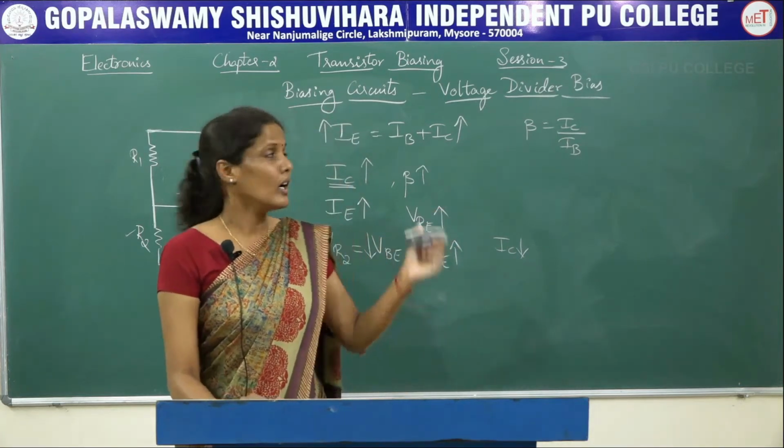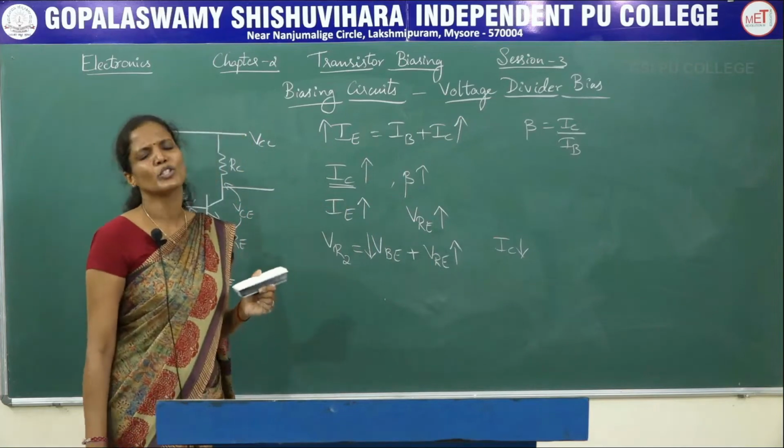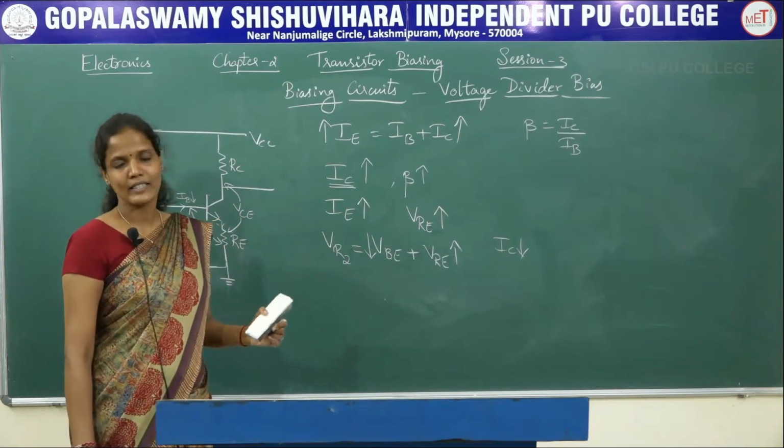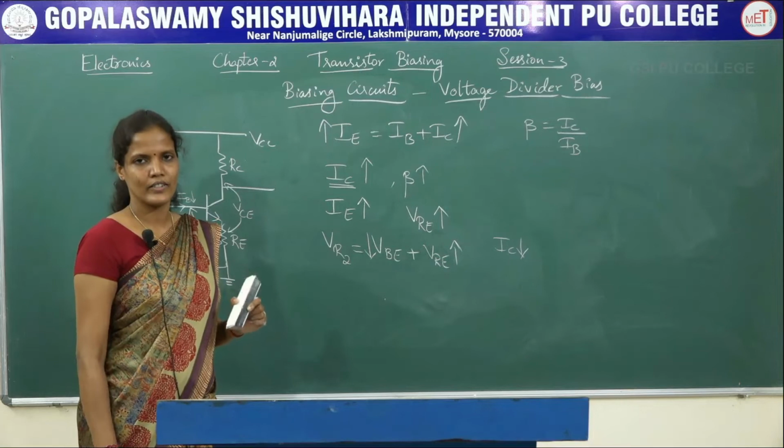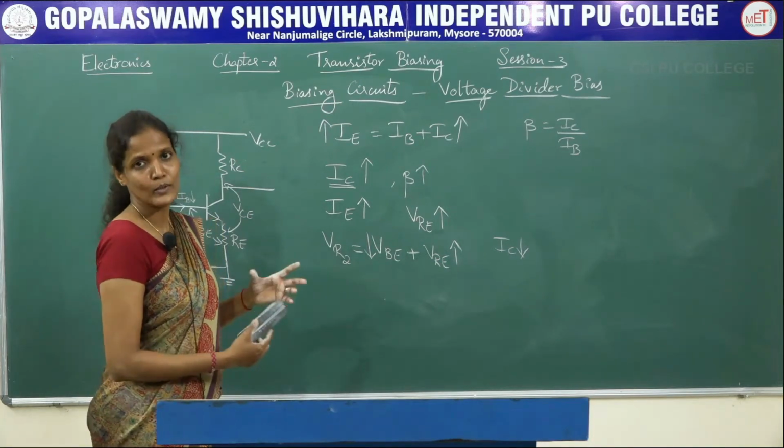So this voltage divider bias is most frequently used because it gives stability to the transistor. Now let us do the circuit analysis.